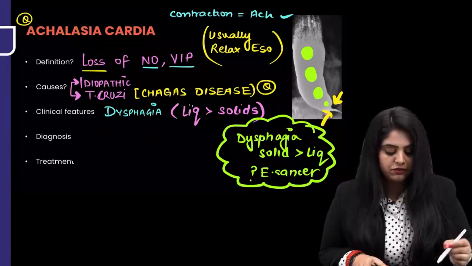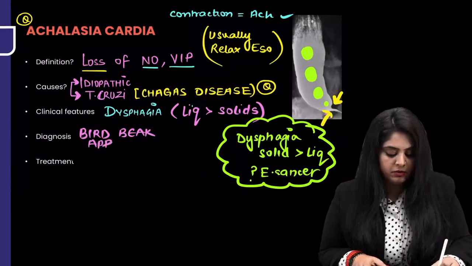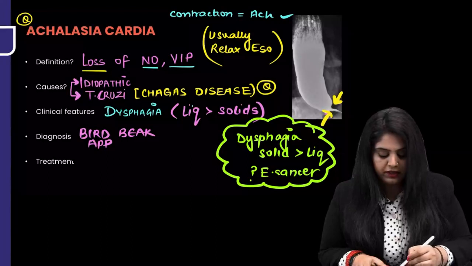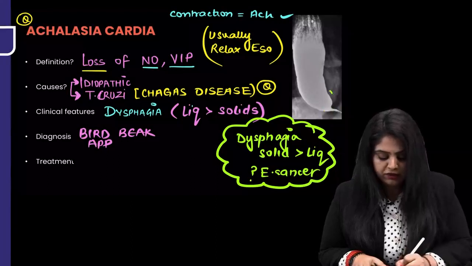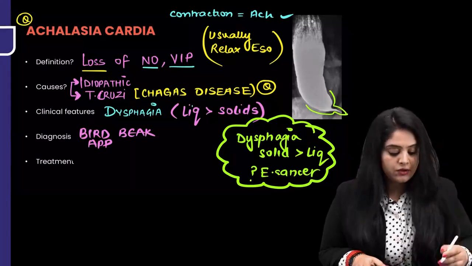Now, how do you do the diagnosis? You have the barium study in front of you. I'll write it again for you. I've shown it to you. On a barium study, we see the very, very famous bird beak appearance. You can see that over here. We'll erase this and have a look at it. Can you all see this bird beak appearance? Yes. So that is what you see on a barium study. How do you do the treatment?